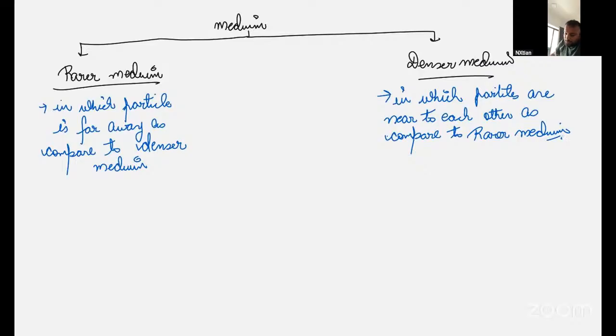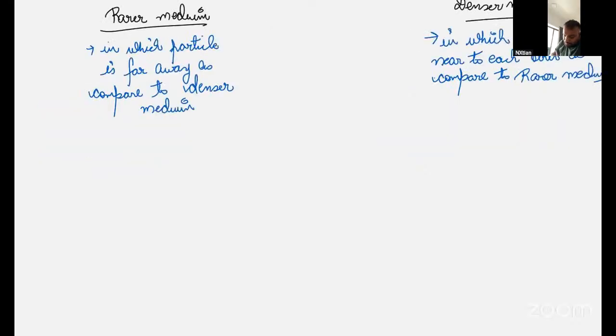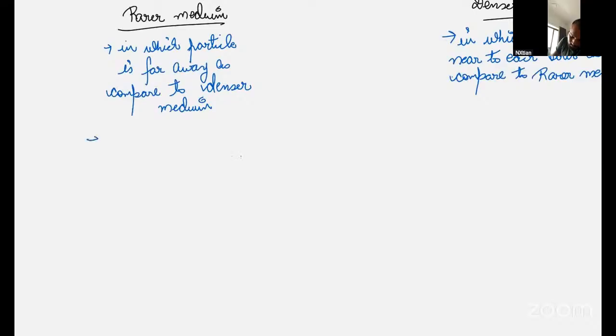When you say particles, like the medium, rarer medium, is it like a medium such as aluminum, or what is this? No, particles. We know that matter is made up of small particles. That is medium. So if I make it really big, that is the particles?